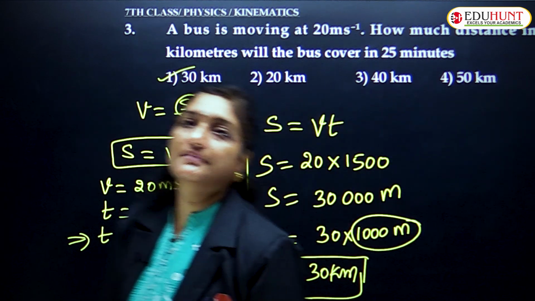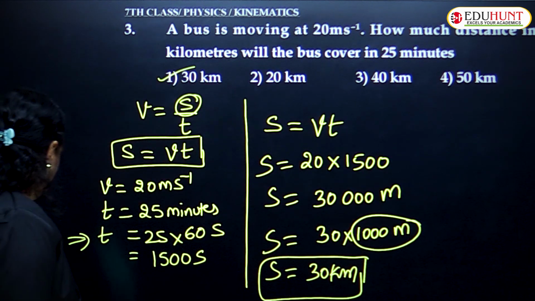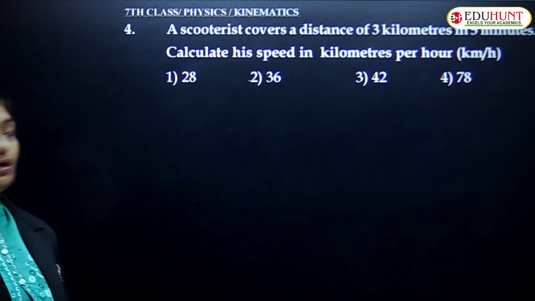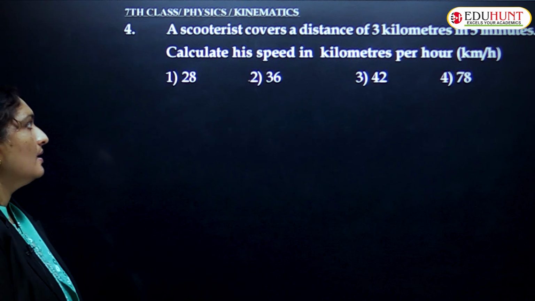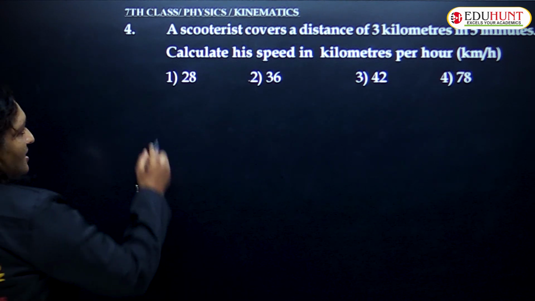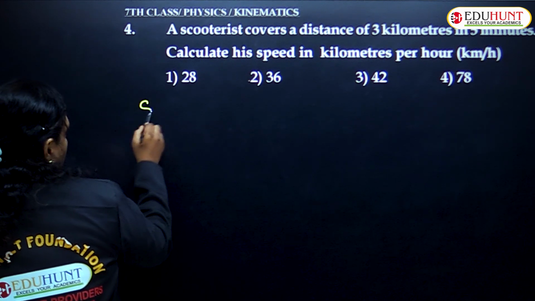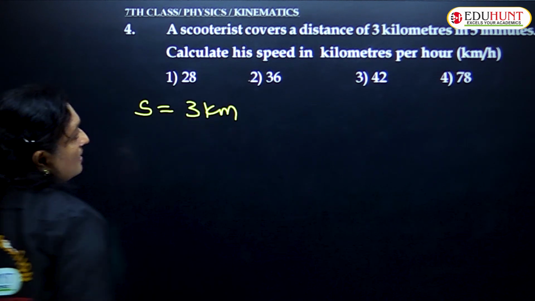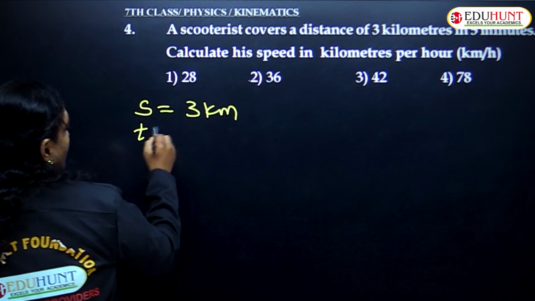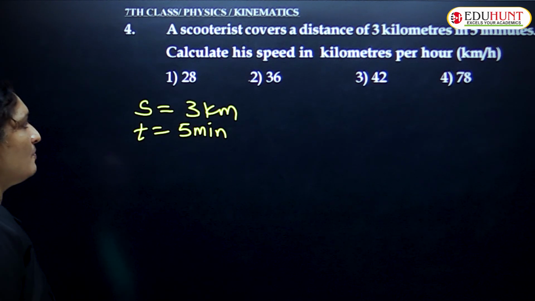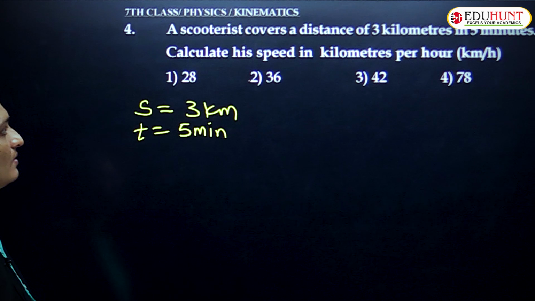Okay, children. Now moving ahead. A scooterist covers a distance of 3 kilometers in 5 minutes. Calculate the speed in kilometers per hour. So what is the given data, children? Distance, which I represent with S, is given to be 3 kilometers and time is given to be 5 minutes. You are asked to find the speed in kilometers per hour.